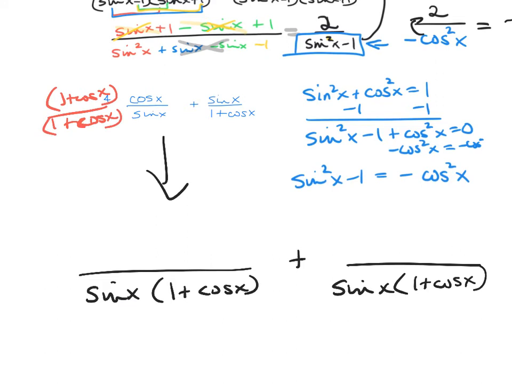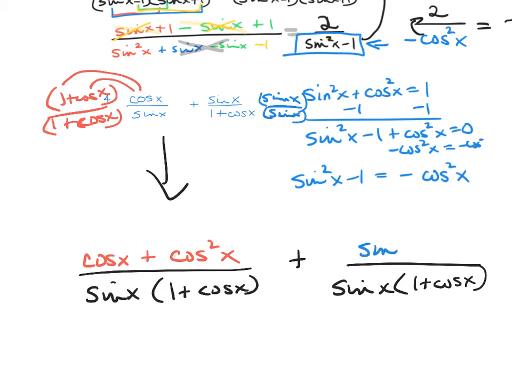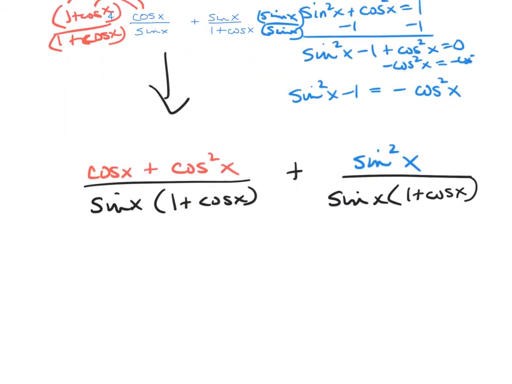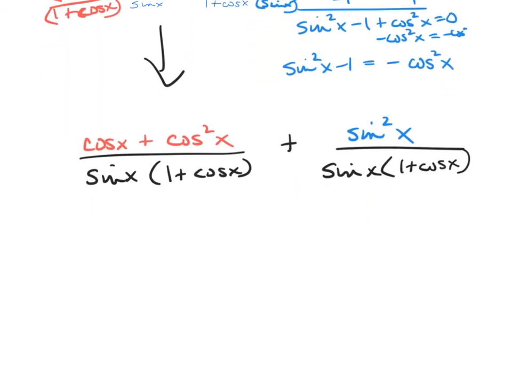So I'm going to distribute this cosine to the 1 and to the cosine. So the new numerator for the first fraction becomes cosine x plus cosine squared x. For my second fraction, it's missing sine x. So this new numerator is sine squared x. Now that I have a common denominator, I'm just going to write my whole numerator all together.